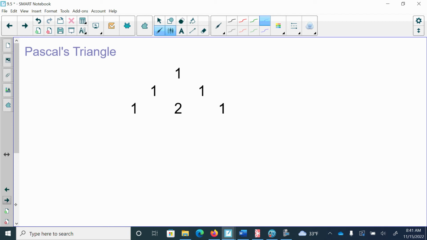Pascal's triangle is by far my favorite way to do this. Instead of doing the combinations, especially if I'm only raising something to like the 5th or 6th power, I'm going to choose to make Pascal's triangle instead. Instead of doing all those combinations, I'm just going to simply follow the pattern of Pascal's triangle.